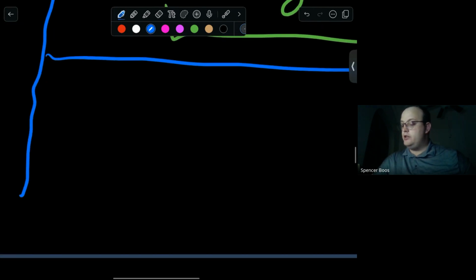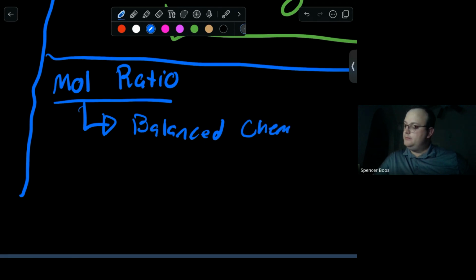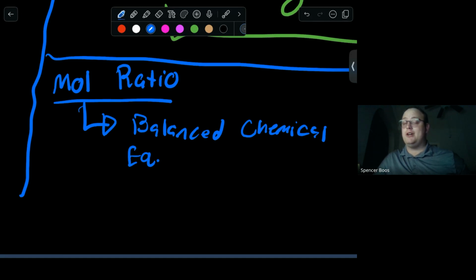To calculate your mole ratio, this again comes from a balanced chemical equation. So we need to have a nice balanced equation before we can even start diving into other stuff. This should be your second step after identifying what your products are.